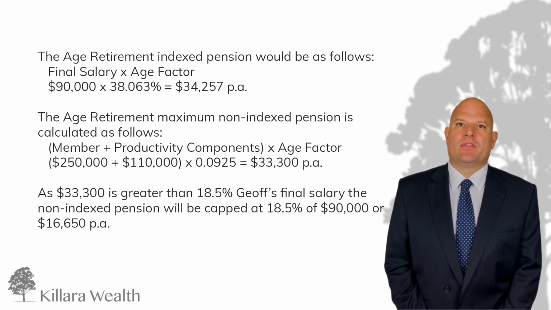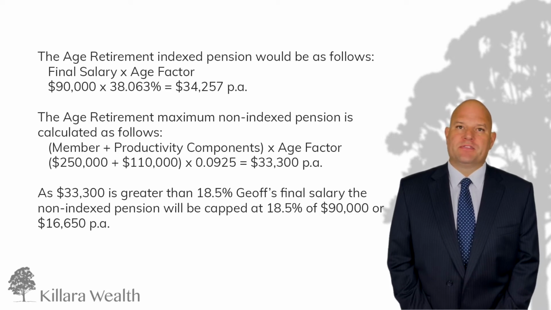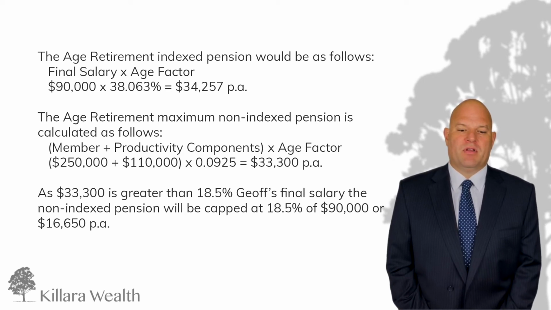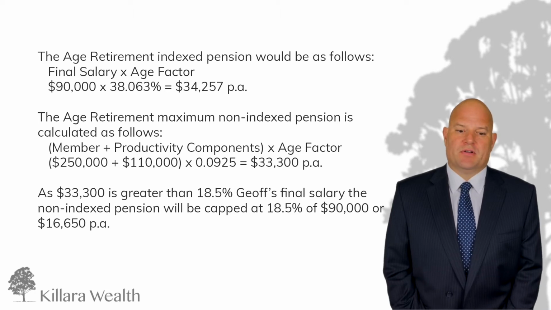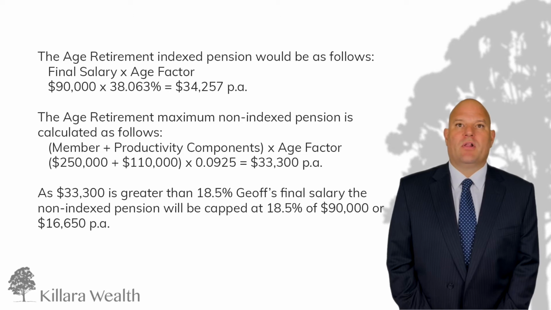First of all, let's look at the age retirement calculation for the index pension. This is final salary multiplied by an age factor. For Geoff, $90,000 multiplied by 38.063% provides him with a lifetime index pension of $34,257. The age retirement maximum non-index pension is calculated as follows.